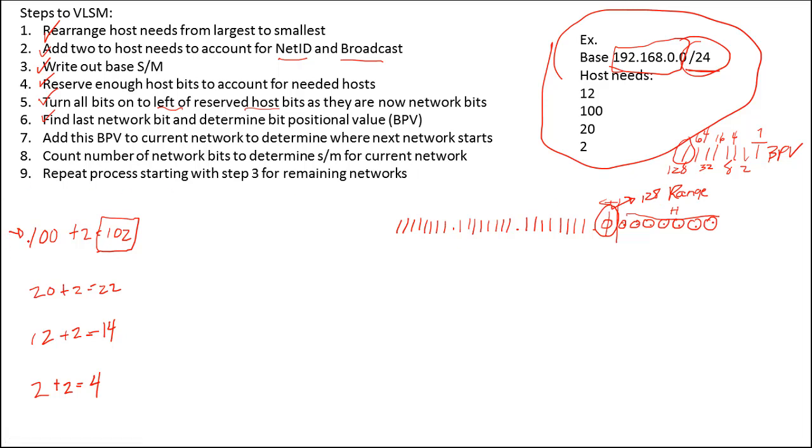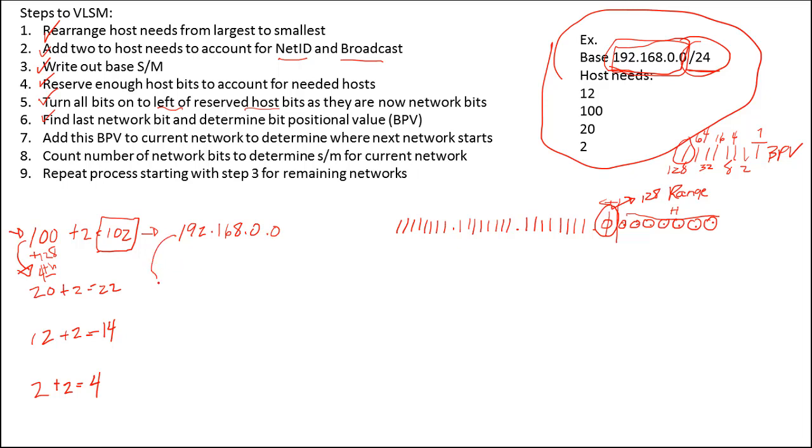But what we can do is take that range and add it to our current network to get to our next network. And we just add whatever the bit positional value is on the octet where it occurs. In this case, it's occurring on the 4th octet. So for this very first network we're starting, they've given us our start, 192.168.0.0. So we know that 192.168.0.0 is where this first network starts.